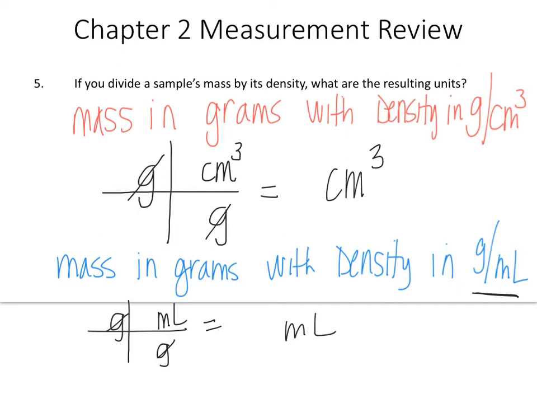So what you're actually left with in both of these cases is, when you take a mass and divide by its density, you get volume. And that is, in fact, the way anytime we're using some sort of sample and we want to convert from mass to volume or even volume to mass, if we know the density, we can do that. Okay?